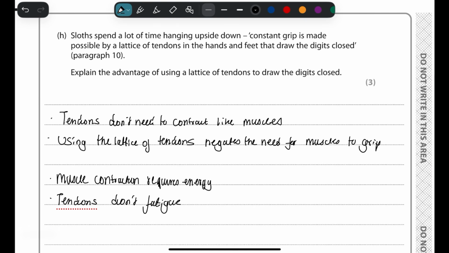What I'm also going to think about, okay, well, if we have a lattice of tendons, that means that we don't really need muscles to grip.